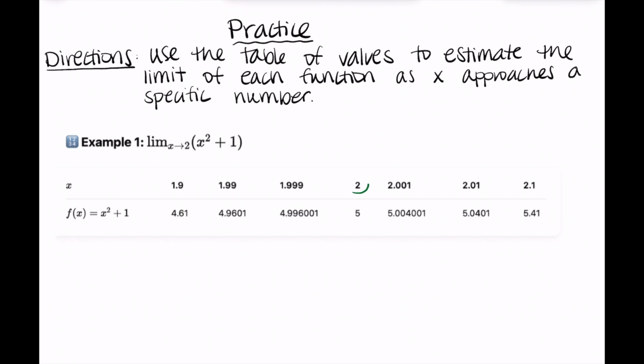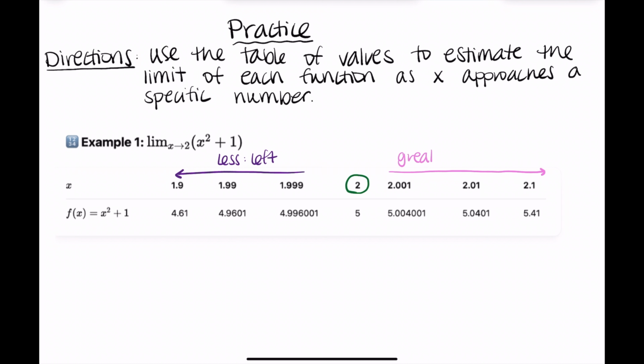The limit as x approaches 2 of x squared plus 1. So we're looking at our value of 2, that's what we're approaching, and we're going to be approaching it from two sides. We're going to be approaching it from values less than 2, which are values from the left, and we're going to be approaching it from values greater than 2, that means approaching it from the right.